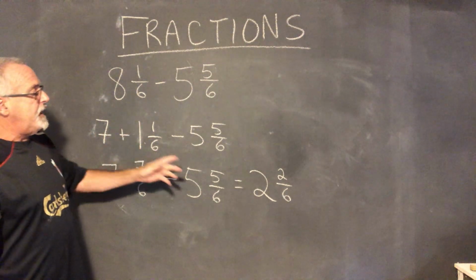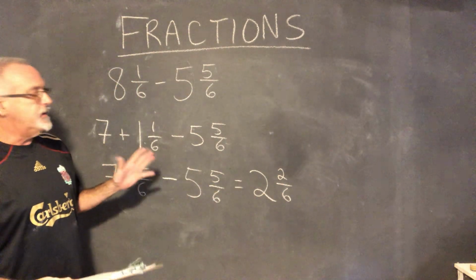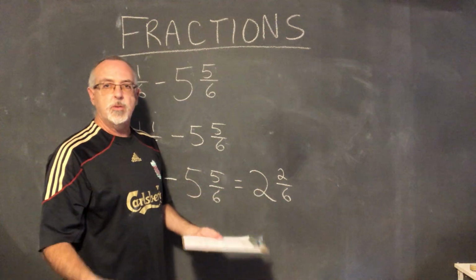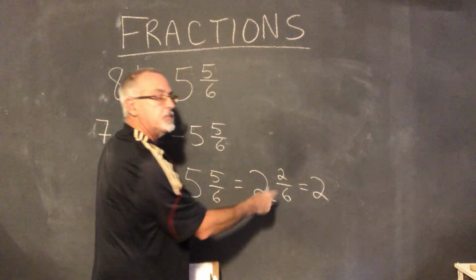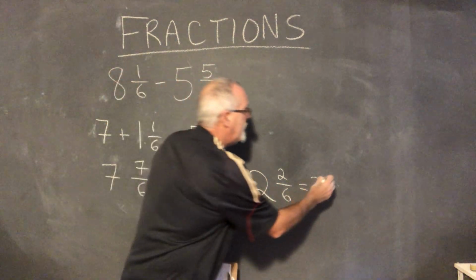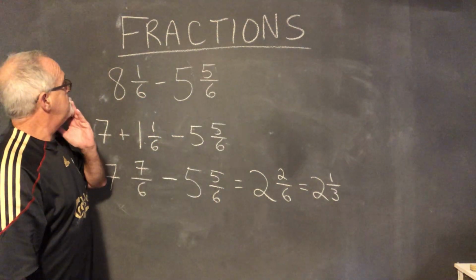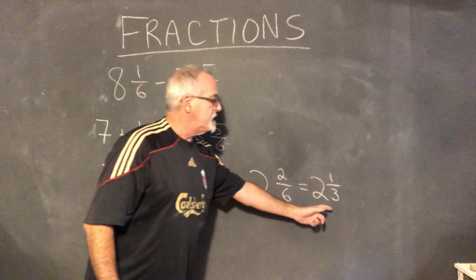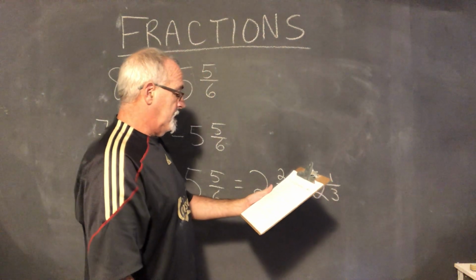Okay. And then, one last thing. My final answer isn't final because it's not as simplified as it can be. 2 over 6 can be reduced to 1 over 3. So I am dividing 2 and 6 by their greatest common factor, which is 2. And that gives me 1/3. 2 1/3 is my final answer. 8 1/6 minus 5 5/6 is equal to 2 1/3. It works. Okay, that was fun.